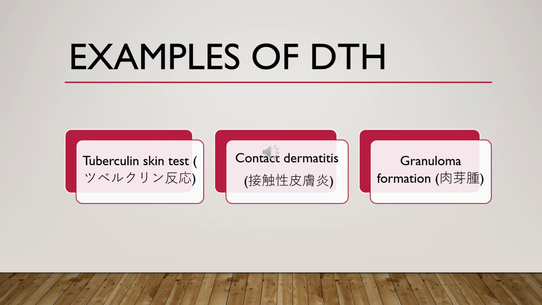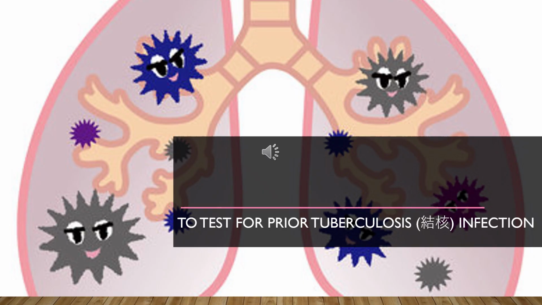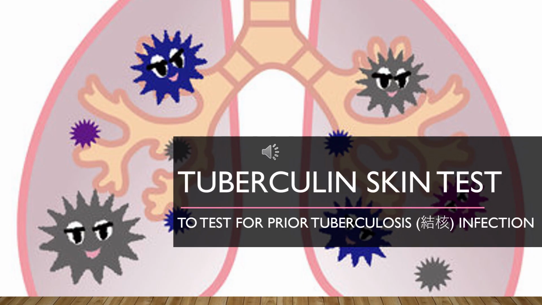There are several important clinical examples of DTH. The major ones are the tuberculin skin test, contact dermatitis, and granuloma formation. Tuberculin skin test is used to check for past tuberculosis infection. If someone has been exposed to Mycobacterium tuberculosis before, they show a local DTH reaction after tuberculin is injected into the skin.